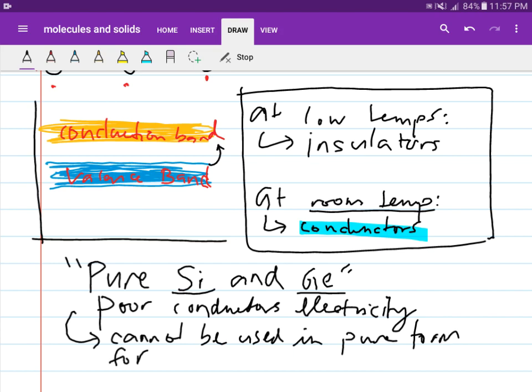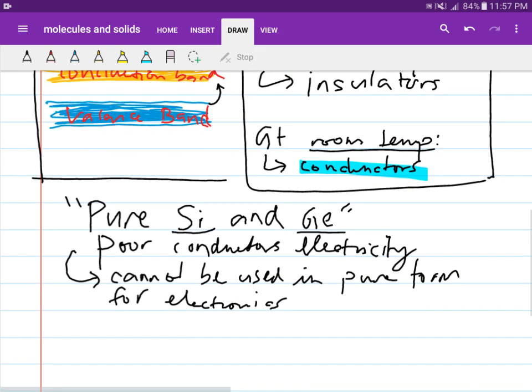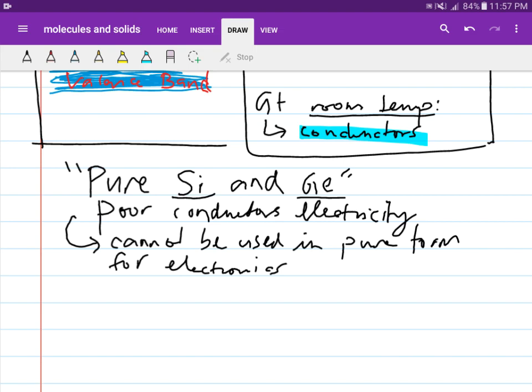for electronics. For electronics, we want things to happen quickly when we apply a current to, for example, pure silicon and germanium. They won't conduct. They won't perform as if they are wires. They won't be good conductors. That's what I mean.